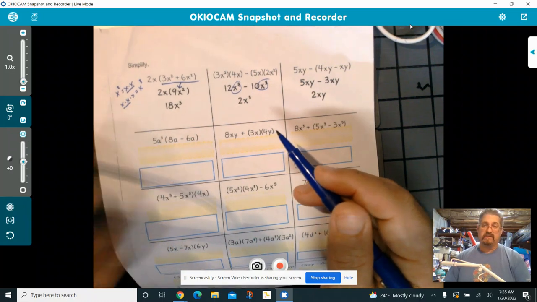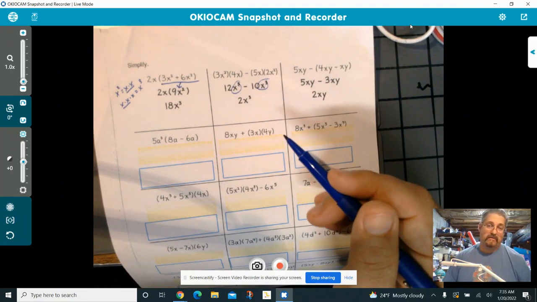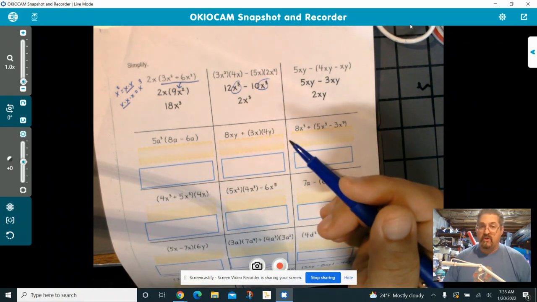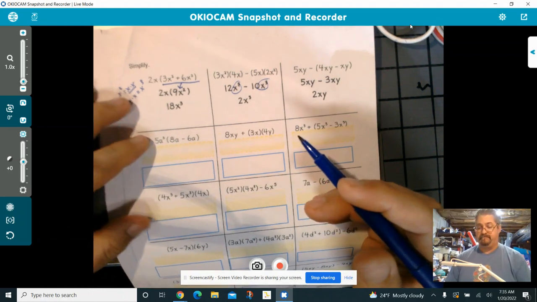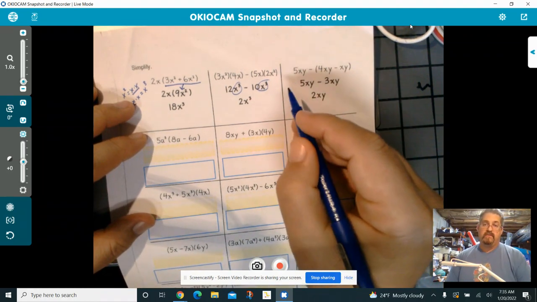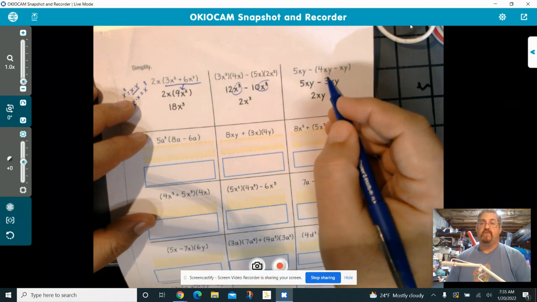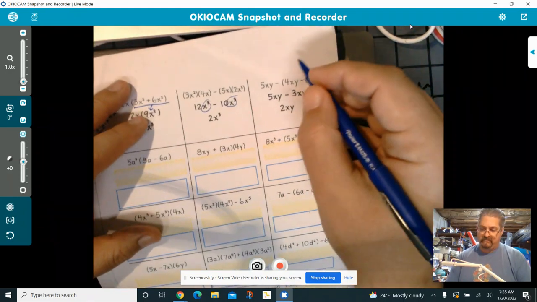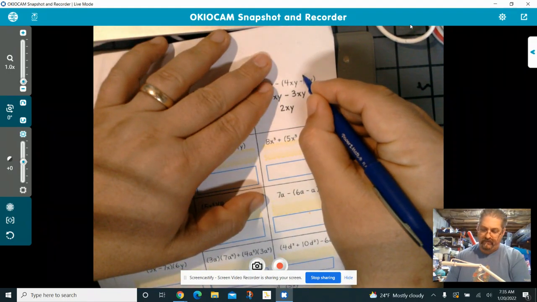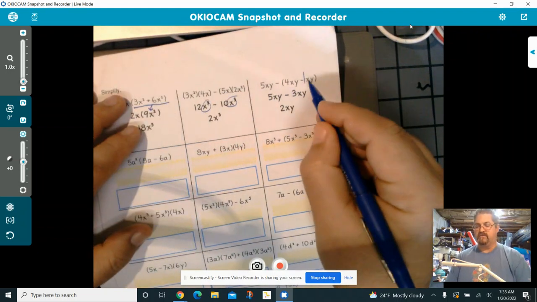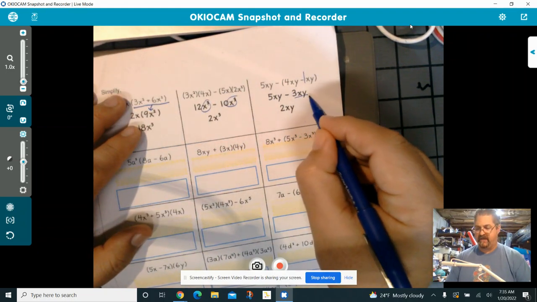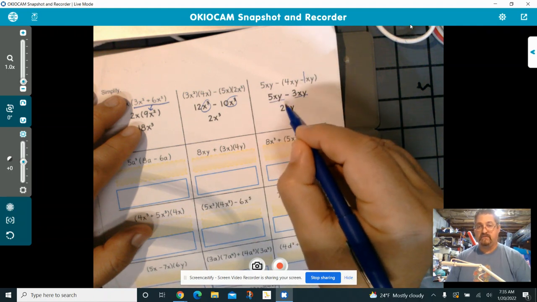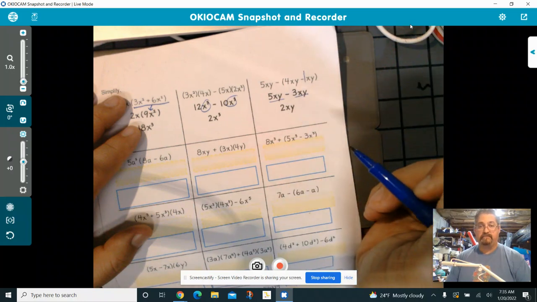I know, guys, it is confusing. I'm not saying this is easy at all. Okay? But that's why we're taking our time and trying to learn it, trying to chug through it. 5xy minus 4xy minus xy. Well, that minus xy has that invisible 1 in front of it, right? So 4 take away 1 gives you 3xy. 5xy minus 3xy. 5 take away 3 is 2. And our xy's stay the same and come down.